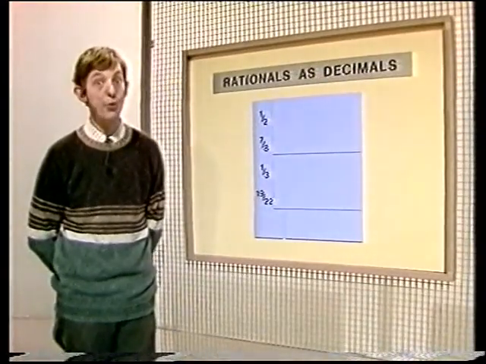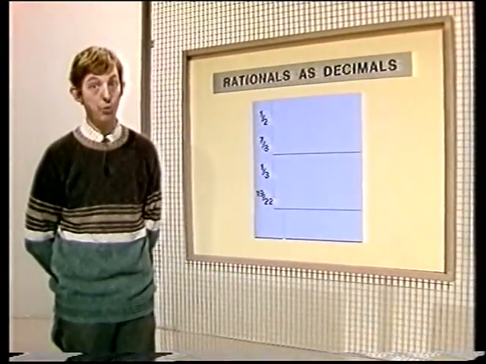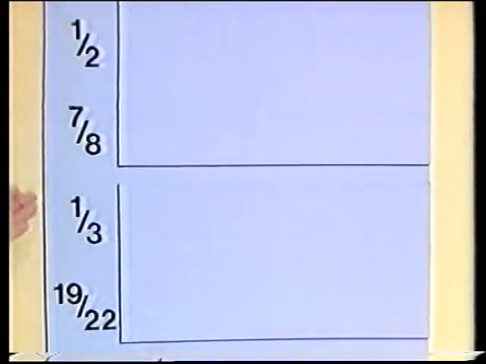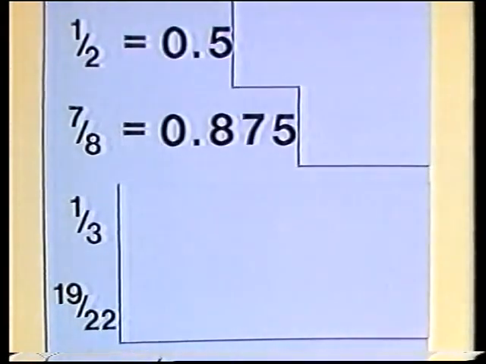But there's another way of representing the rationals, as decimals. Here are some of the rationals we've discussed so far. Now, both a half and 7/8 can be represented by terminating decimals. You can get these decimals by long division.